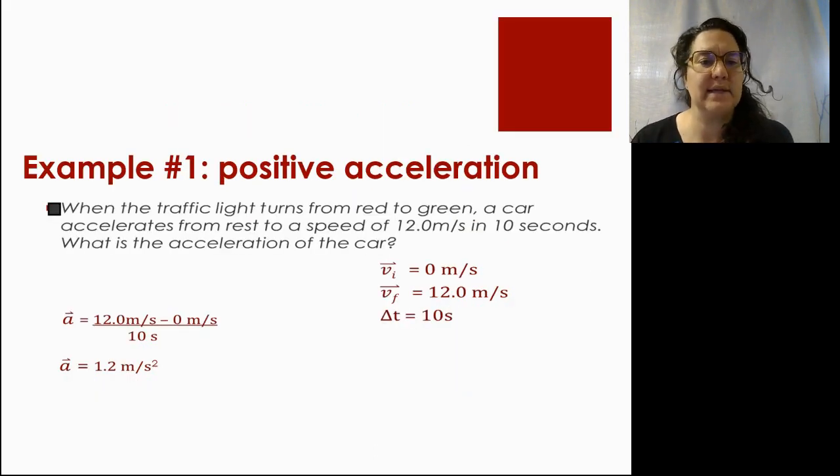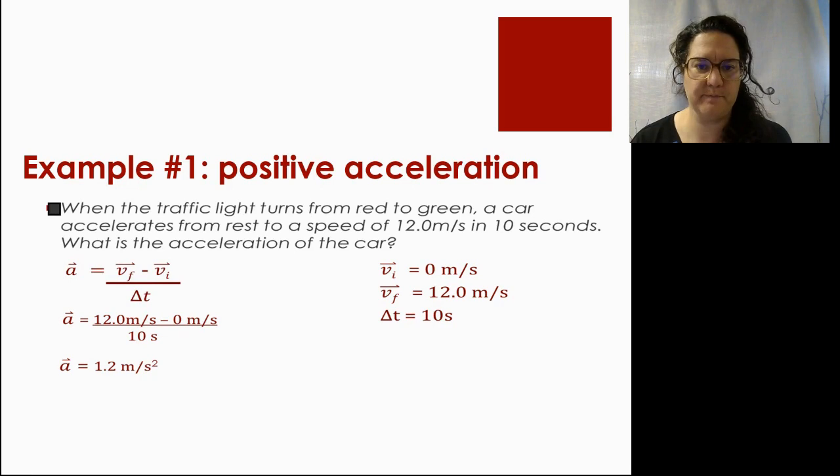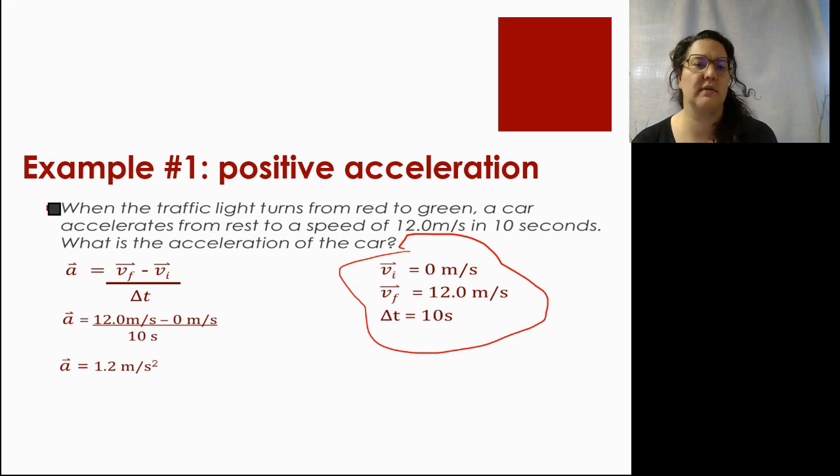So what is the acceleration? When a traffic light turns from red to green, a car accelerates from rest to a speed of 12 meters per second in 10 seconds. So we have our information that we know. So our initial velocity was 0 meters per second. Our final velocity is 12 meters per second, and our time is 10 seconds. So all our units are the same.